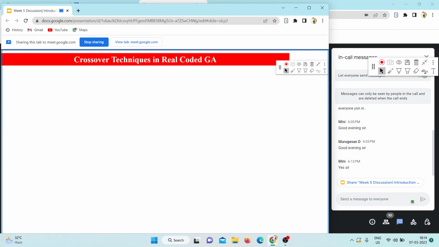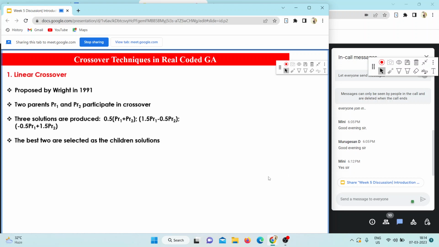Now today's discussion. In the previous discussion we have discussed crossover technique in binary coded GA, but there are two other types of GA. One is real coded GA and another one is order coded GA. So today we will be seeing crossover techniques in both these GAs. Starting with crossover techniques in real coded GA, there are three types of crossover mainly. We will start our crossover discussion with linear crossover.